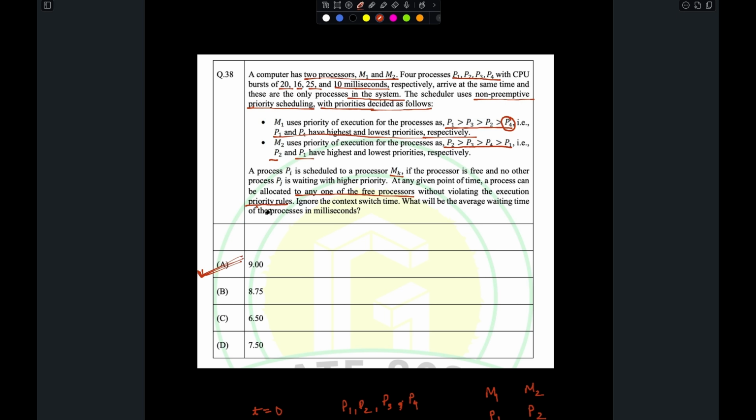So from this, we can see option A is clearly the correct answer.